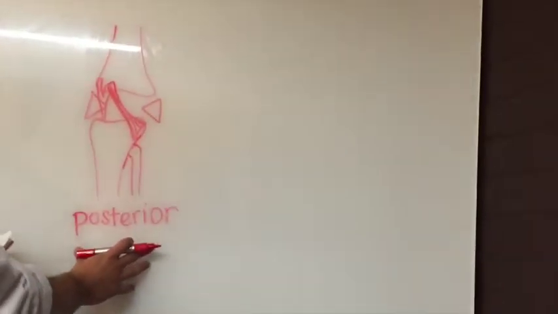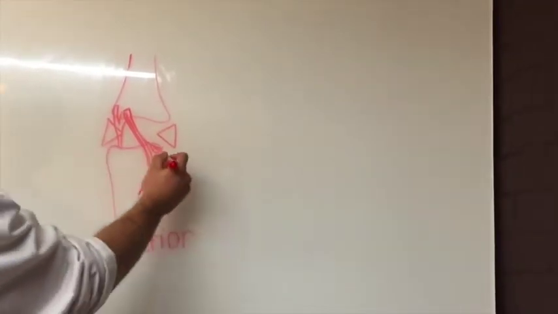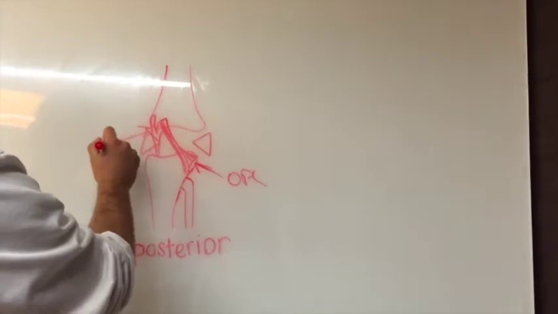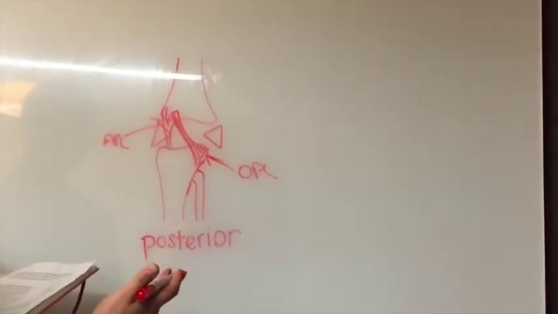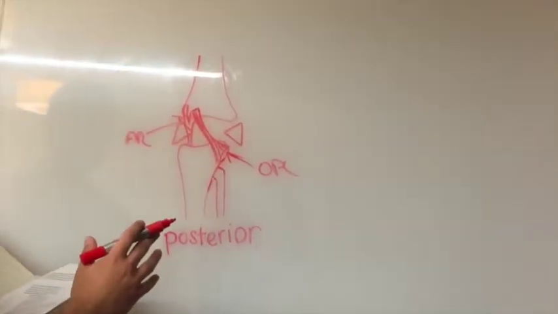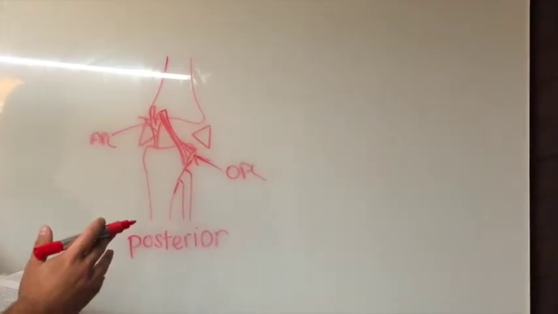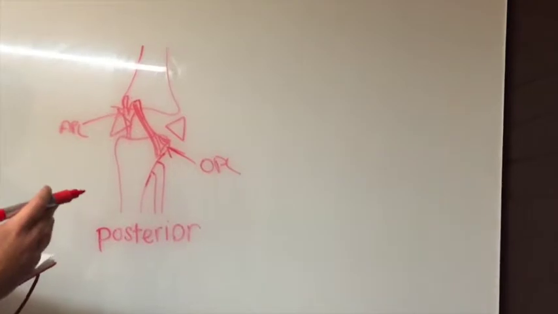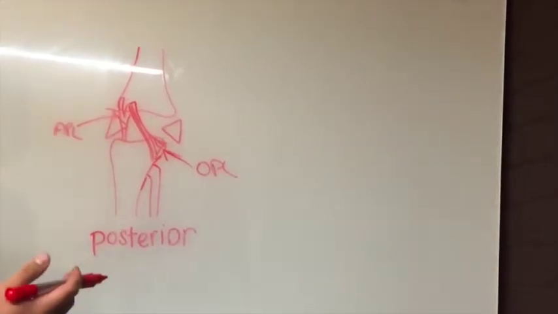Here in the posterior view of the knee joint, we have the two popliteal ligaments: the oblique popliteal ligament and the arcuate popliteal ligament. Both play an important role only on the posterior side of the knee, as they act to stabilize the knee joint. When the knee is pulled forward or medially, the ligaments tighten and assist the posterior capsule of the knee joint.